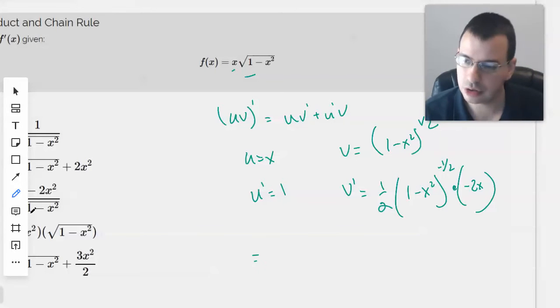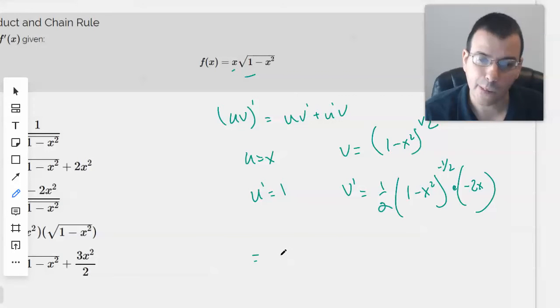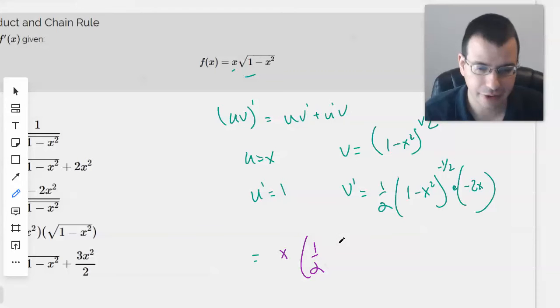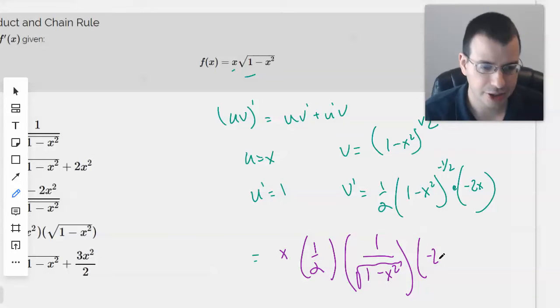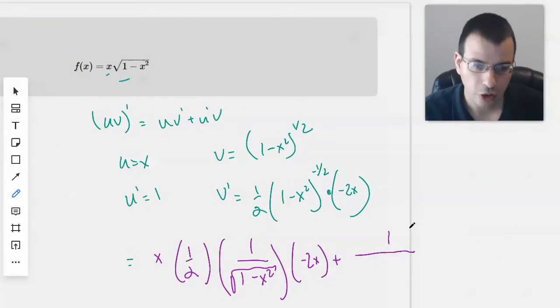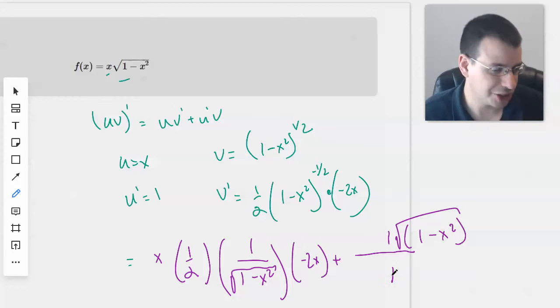So this will equal, change colors, purple. Ooh, I like purple. So u will be x, v prime will be the 1/2 times 1 over the square root of 1 minus x squared. I'm kind of banking on something simplifying here. Plus u prime, which is 1, over the square root of 1 minus x squared. And then we'll say this is, I guess, over 1.